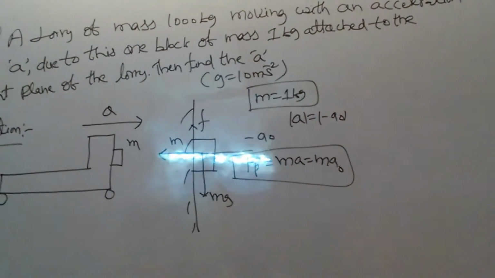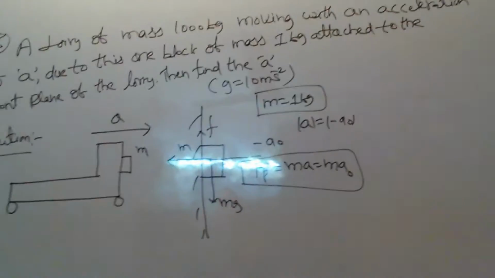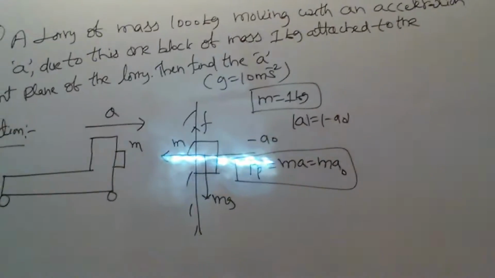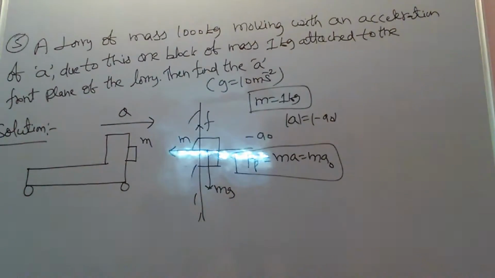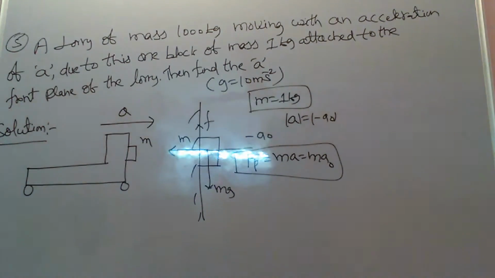A lorry of mass 1000 kilogram is moving with an acceleration of a. Due to this, one block of mass 1 kilogram is attached to the front plane of the lorry. Then find the A. What is the acceleration of the lorry?